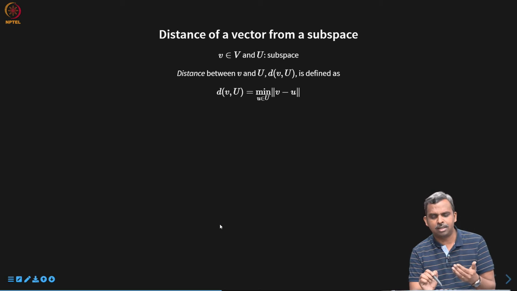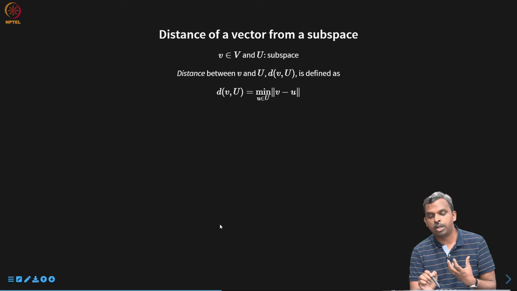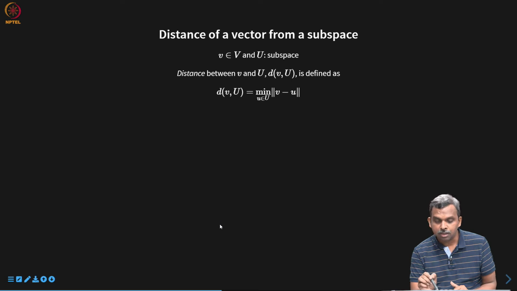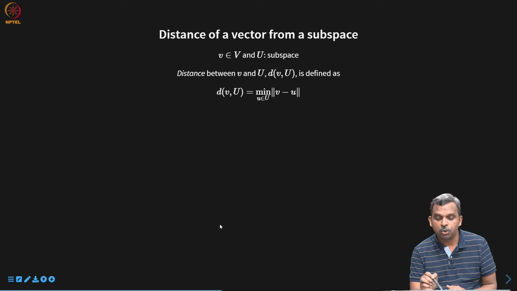Clearly this is some sort of an optimization or minimization problem. Over all points U in the subspace, I want to find that point which will take me closest to V, and that distance is the minimum distance. It's a reasonable problem, but it looks a bit complicated, doesn't it? U itself is a big set, usually infinite, with so many vectors. How do you go about doing this?